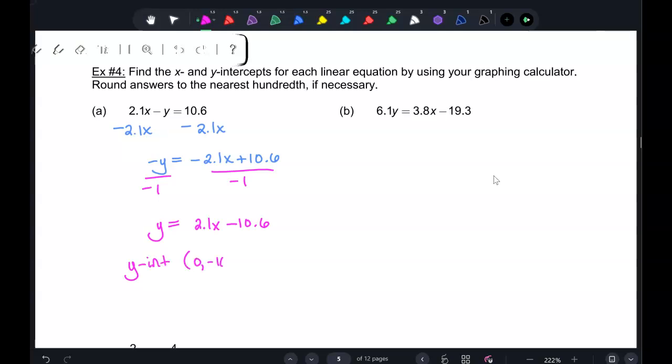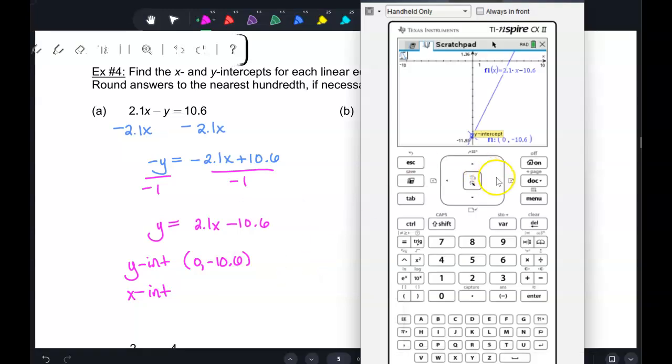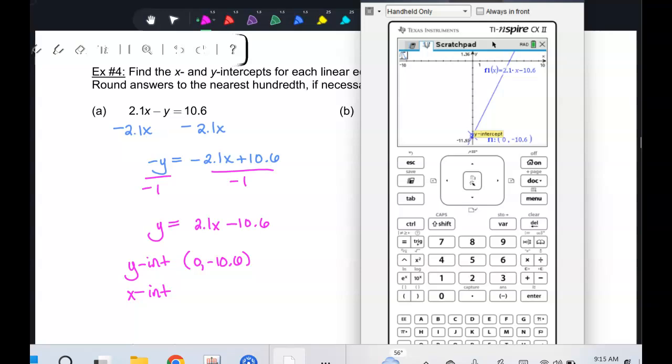No, it's 5.05. Okay, let's take a look at the x-intercept. How do we get to the x-intercept? Wait, it's 10.6. I thought it was negative 8.5. It's 5.05. You didn't put the x in. At 0, it says 5.05.